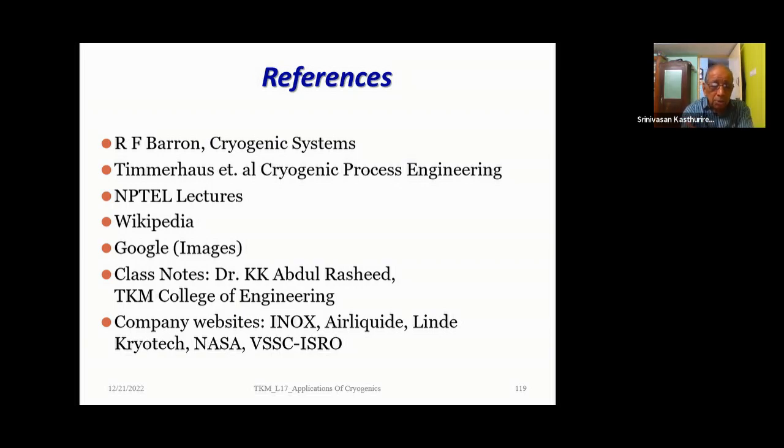These are some of the things used by Professor Rijo. Also the class notes of Dr. K.K. Abdul Hamid, Abdul Rashid, etc. And the websites of Inox, Air Liquide, Linde Cryotech, NASA, VSSC and ISRO. All this information has been taken from these various sources.